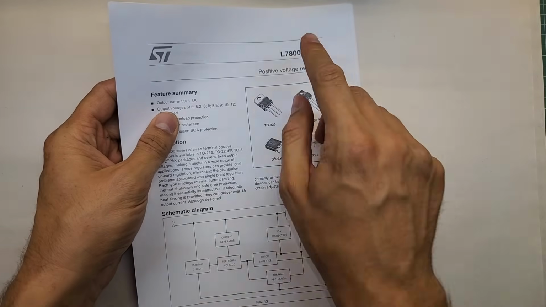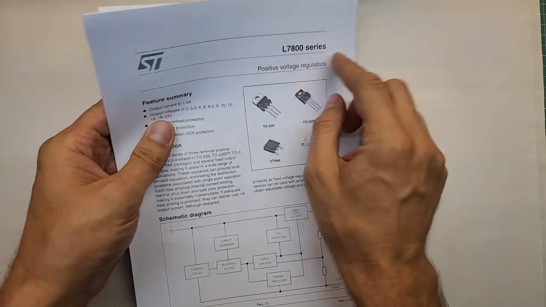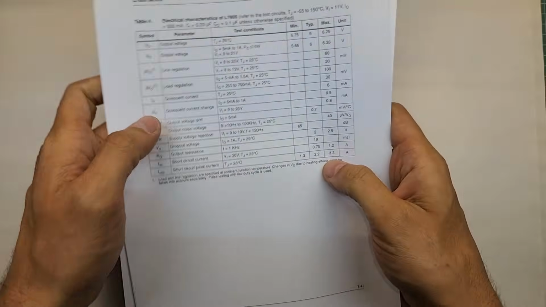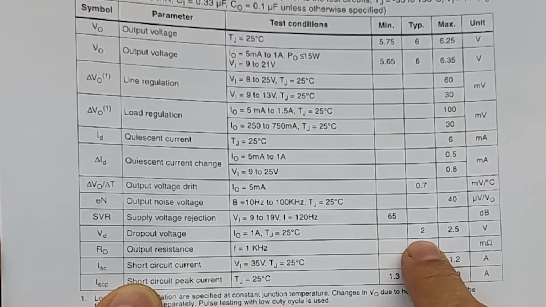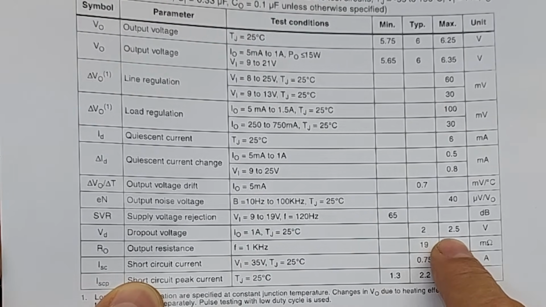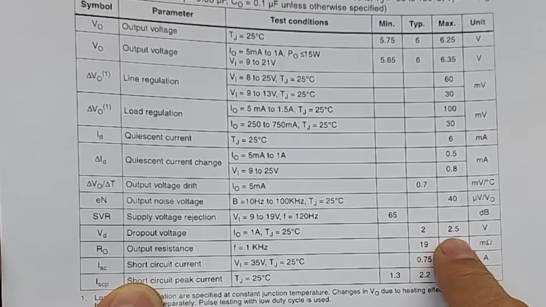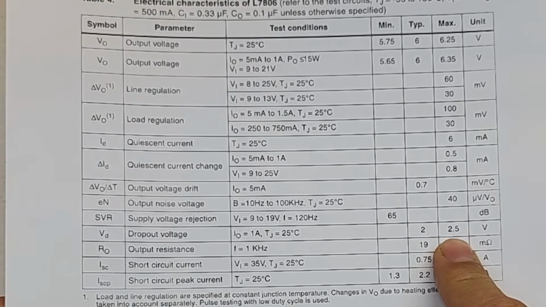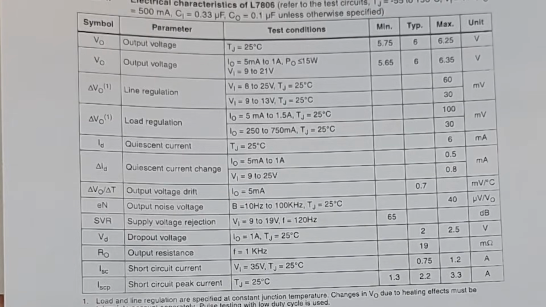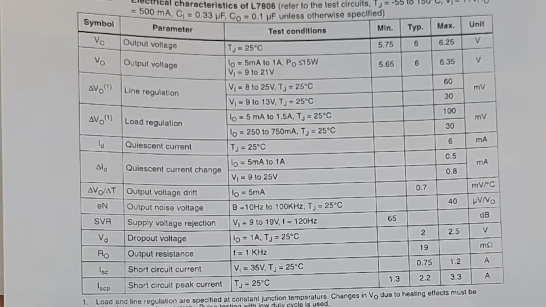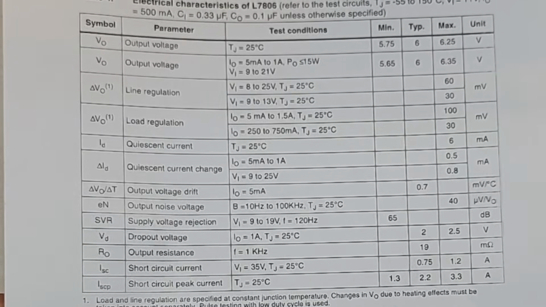A lower dropout voltage is better for situations where the input voltage itself is low. This is the datasheet for the L7800 linear regulator series. Look at this table on page 7. The dropout voltage for this device in this condition is typically 2 volts, and in the worst case scenario it is 2.5 volts. This attribute indicates that we have to apply input voltages at least 2.5 volts higher than the desired output voltage to guarantee proper function of the device.